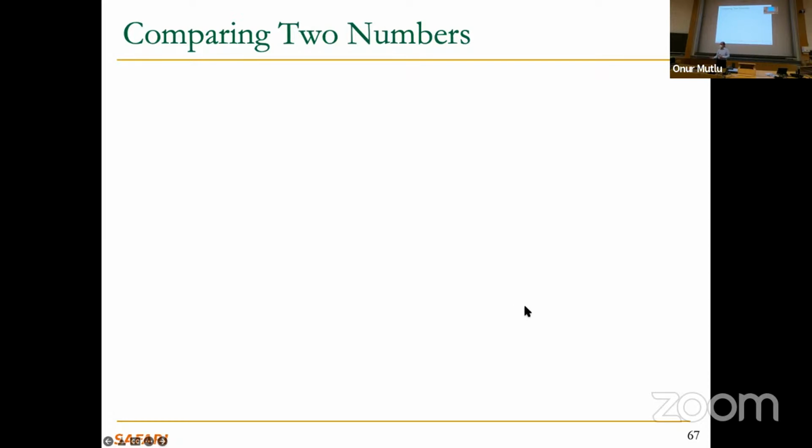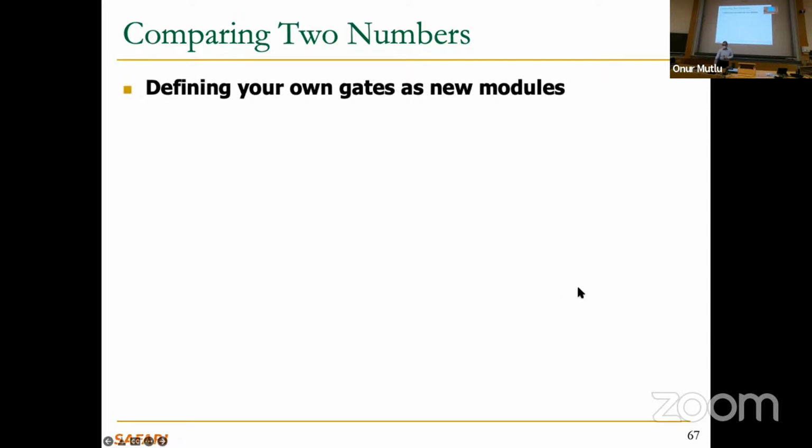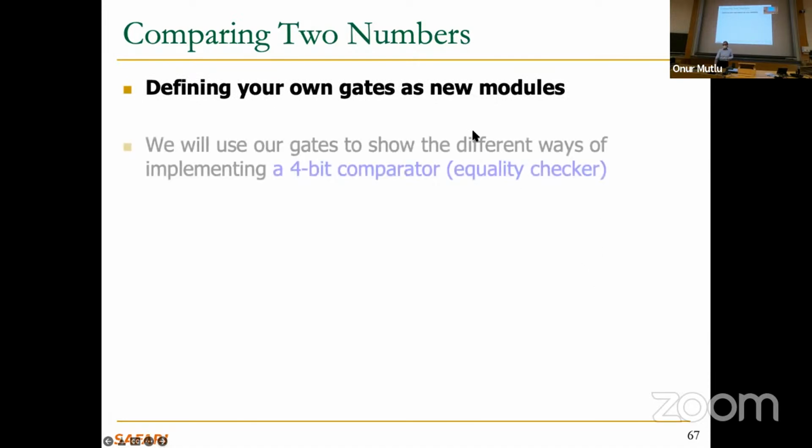So what we're going to look at is really equality checking, comparing two numbers. We've seen this as combinational logic in lecture 5. But let's take a look at it in Verilog. So you can define your own gates as new modules, clearly. And we will use an example of building a comparator or equality checker using our own gates, not the gates that are provided by Verilog, just to demonstrate that you can actually write very unreadable code.